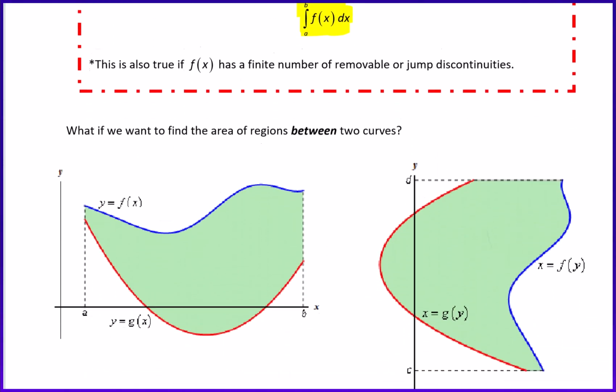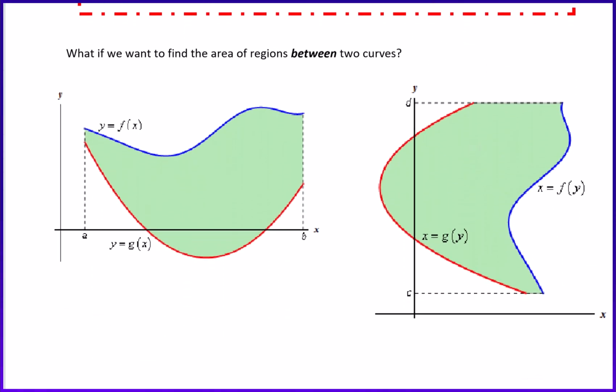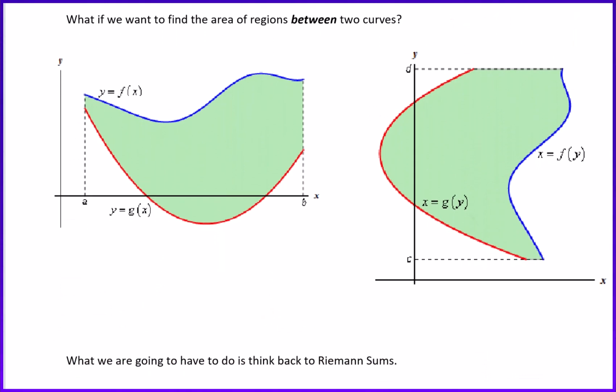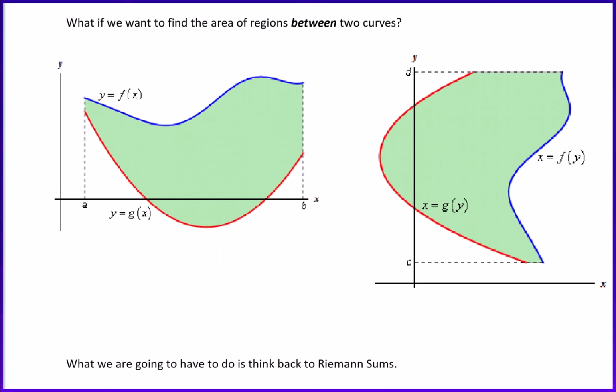How do we find the area between two curves? So if we have two curves, how do we find the area between them? Here are two pictures, and it turns out our curves can be defined as functions of x. In this first picture, these are functions of x. Y equals f of x, y explicitly defined as a function of x.